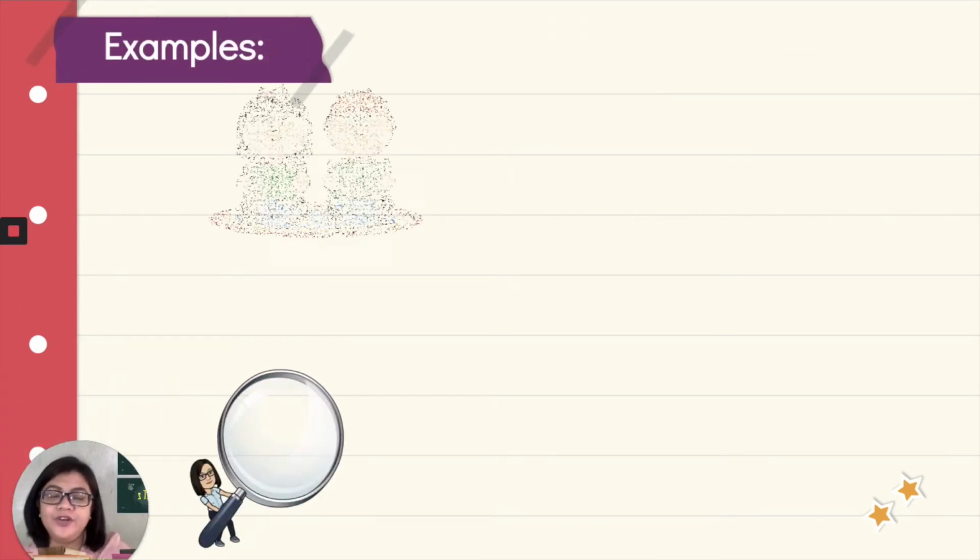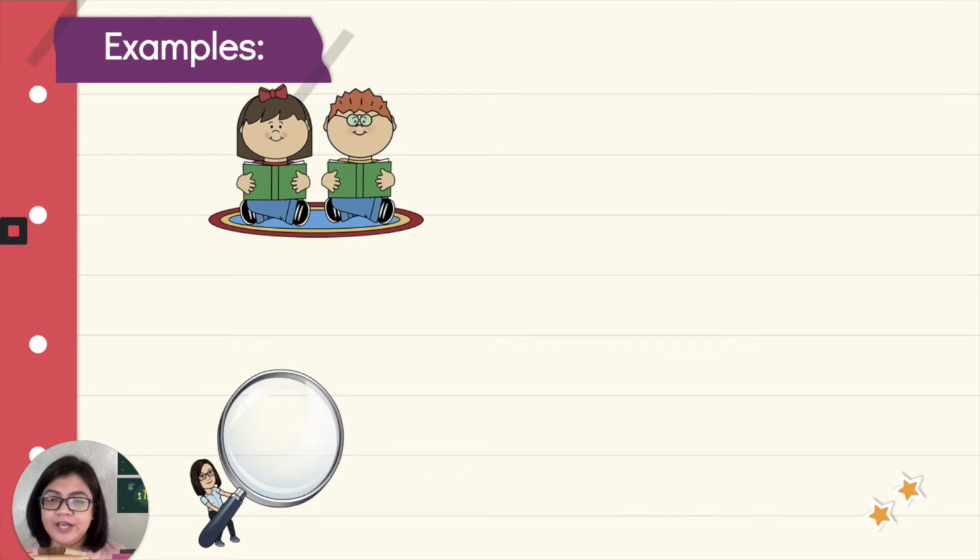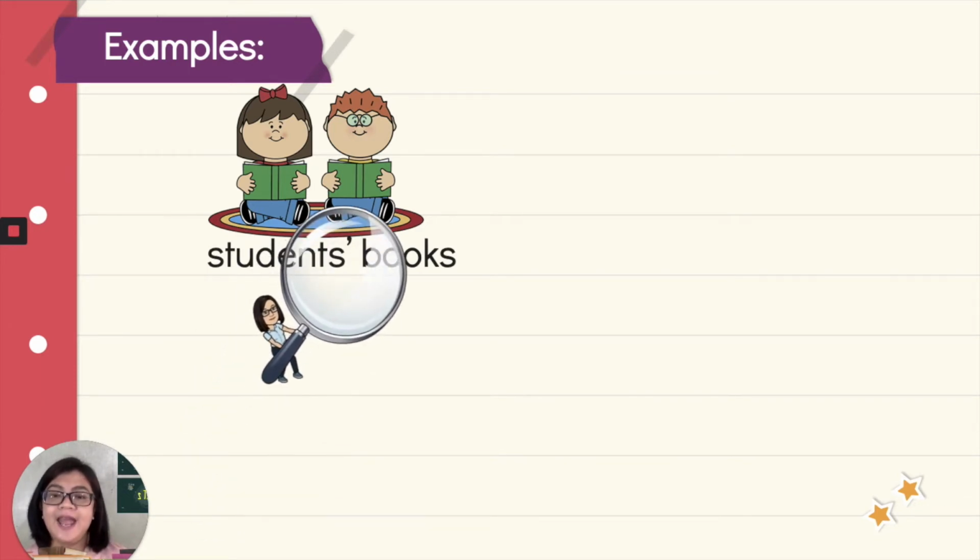For our first example, we have students. Students is already a plural form of noun. That's why it ends with the letter S. As you can see here, we only added an apostrophe, apostrophe only. So it becomes students' books.